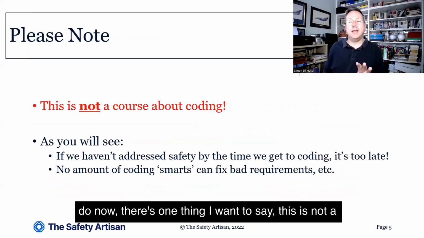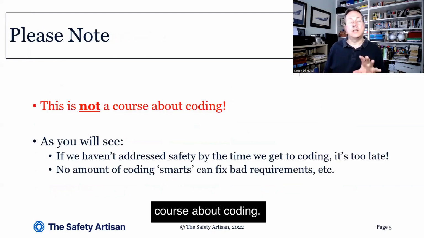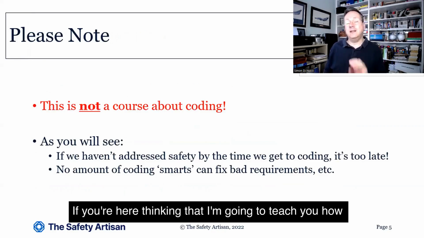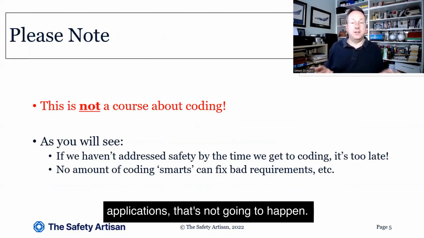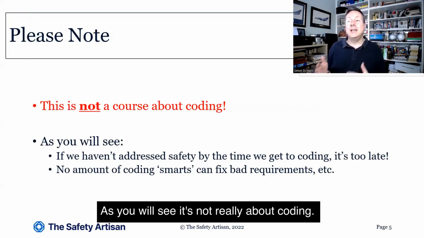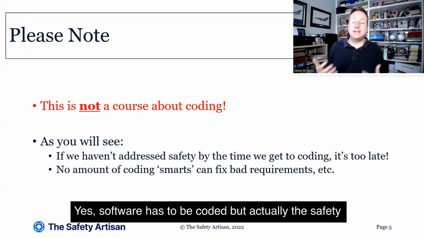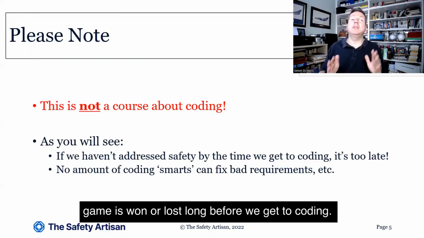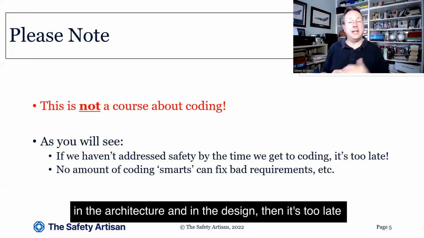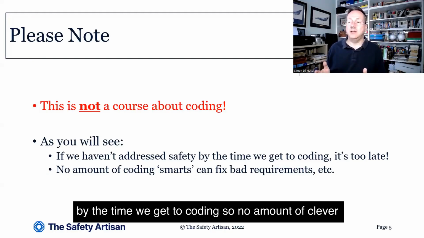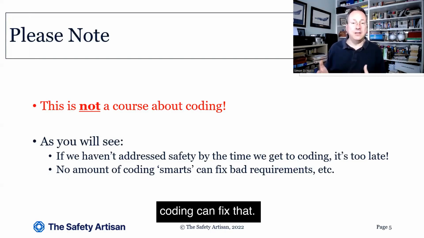Now, there's one thing I want to say. This is not a course about coding. So if you're here thinking that I'm going to teach you how to do coding for safety applications, that's not going to happen. As you will see, it's not really about coding. Yes, software has to be coded, but actually the safety game is won or lost long before we get to coding. If we haven't addressed safety in the requirements and in the architecture and in the design, then it's too late by the time we get to coding. So no amount of clever coding can fix that.